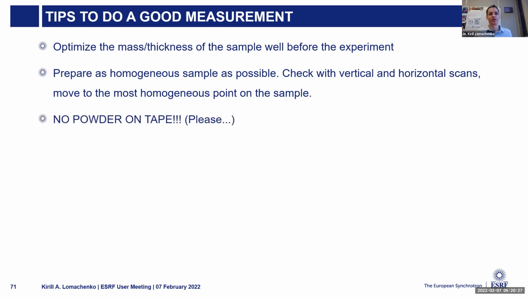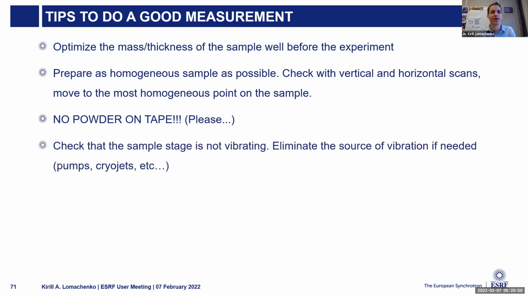So please do not measure powder samples on tape, because sometimes there is a technique from the good old days to put powder on a Scotch tape, and like this several layers, and then you measure. This is not a good way to do it. If you measure powder, it's better to measure it as a pellet of optimized mass, not as a powder on tape. Then, yeah, another source of movement of the beam on the sample is the vibrations. So check that the sample stage is not vibrating. If you have a pump or cryojet or something that shakes your sample, it will most certainly kill the quality of your data.